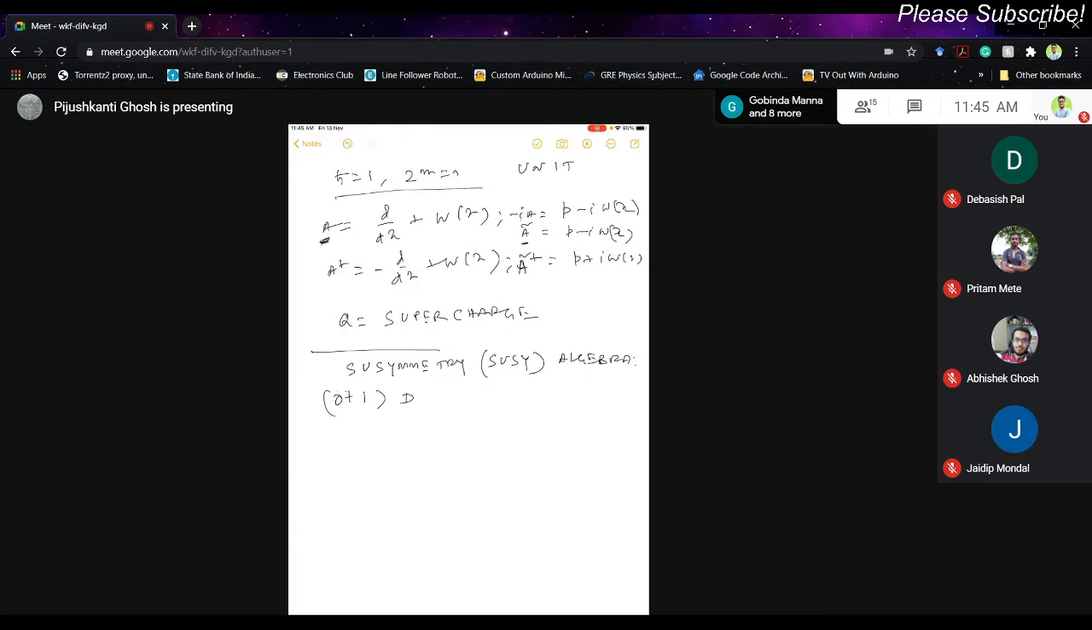So that's what I'm writing. General notation is that d plus 1, small d plus 1, means d spatial dimensions and 1 time. So here I am taking d is equal to 0 dimension. Okay?